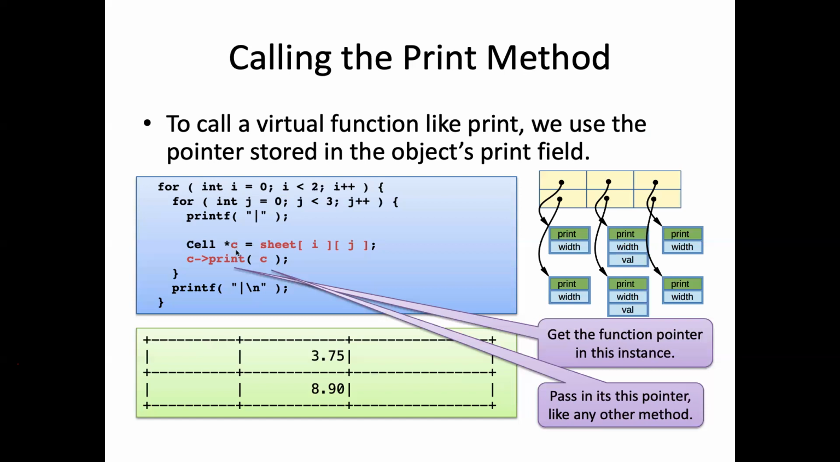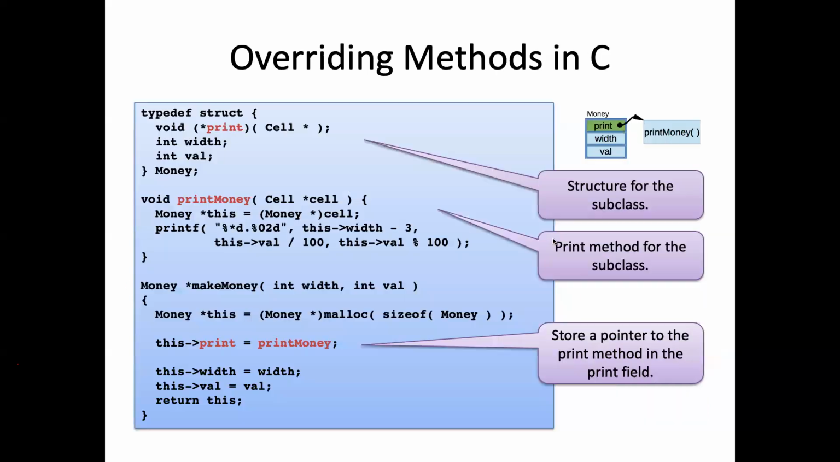So C is a pointer to a cell. It's got a print field. So C arrow print gives me the value of its print field. That's a field in the struct, but it's a function pointer. So like any function pointer, if I take that function pointer and I put parentheses after it, it'll call the function it points to. So I call the print function on that cell. And if you back up, all of these print functions are expecting a pointer to the cell they're supposed to print. So I still have to pass that in.